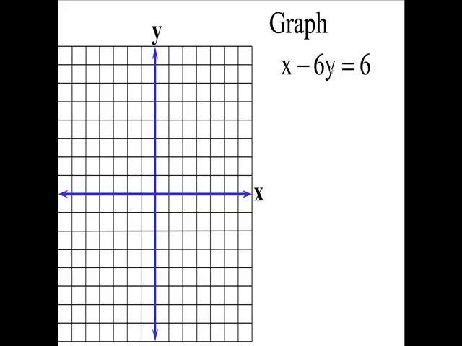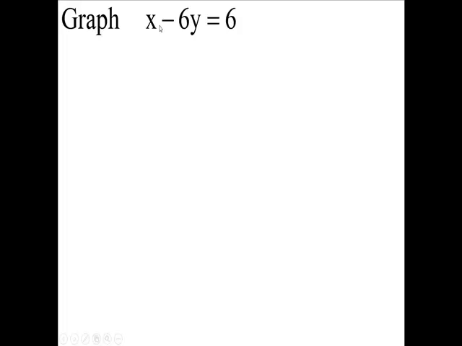Graph x minus 6y equals 6 on this xy plane. Well, before I graph it, I'm going to take my equation and solve it for y. So I'm going to copy down the equation and leave a little space, because I don't want to have a minus 6y, I want to have a plus y. So I'm going to add 6y here and here.